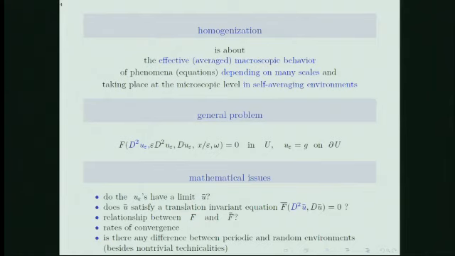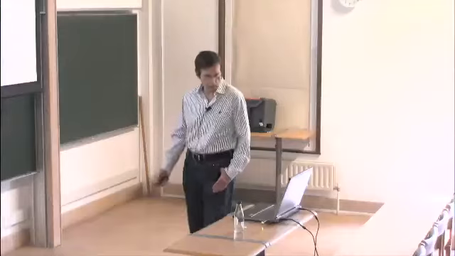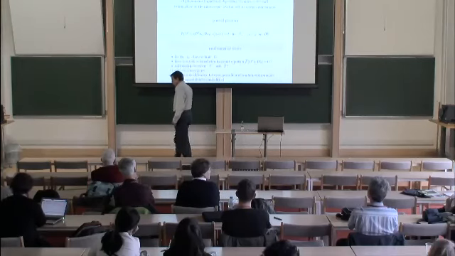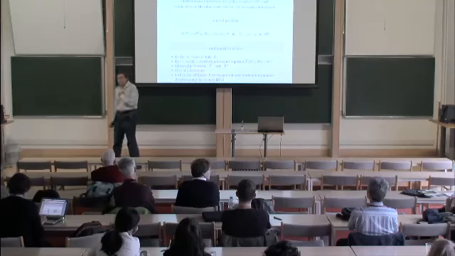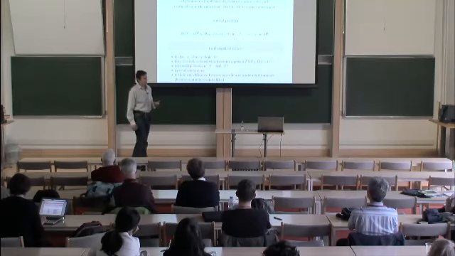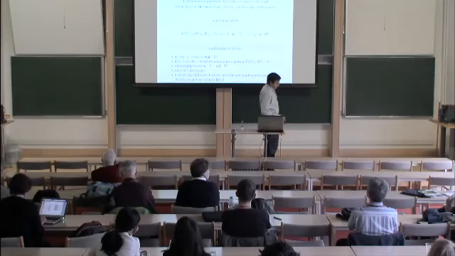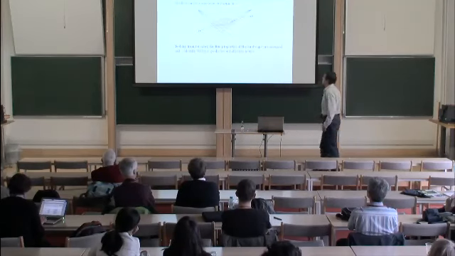What we want to know is whether we have a limit along the whole family, and whether the limit satisfies some universal translation invariant equation. Again, if there was a D squared u epsilon there will be a D squared u bar here; if there isn't, there is none. Whether there is a relationship between f and f bar, and whether we can find rates of convergence. And since I promised to talk about random homogenization, whether there is really any qualitative difference between random and periodic. There are a lot of technical differences, but I want to see whether there are any qualitative ones.